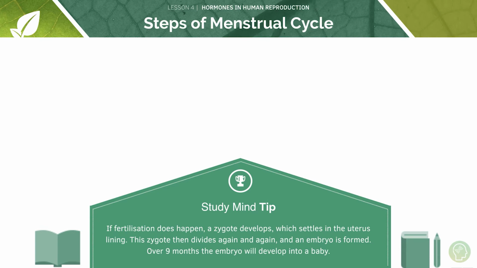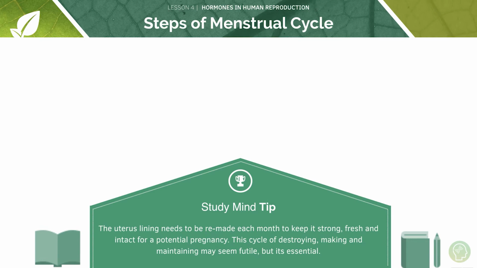So, as I said, if fertilisation does happen, a zygote develops which settles in the uterus lining, which is nice and thick due to this progesterone, which is maintaining the lining. This zygote then divides again and again, and an embryo is ultimately formed. And via the processes of cell differentiation and cell specialisation over the next 9 months, the embryo will develop into a baby.